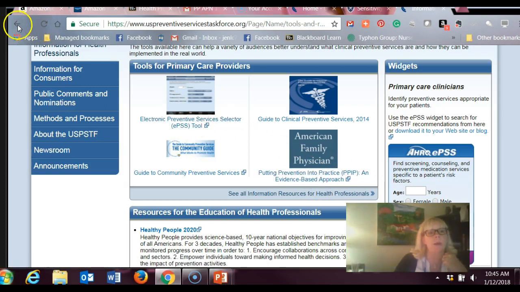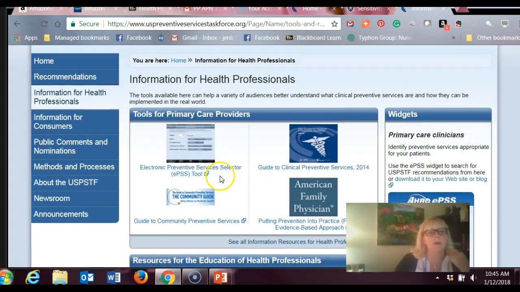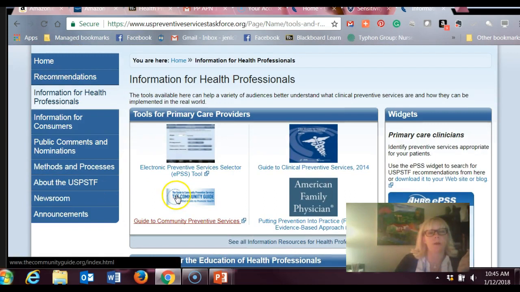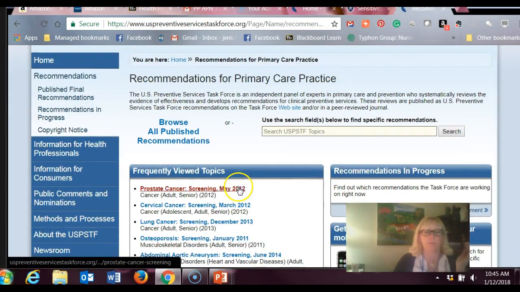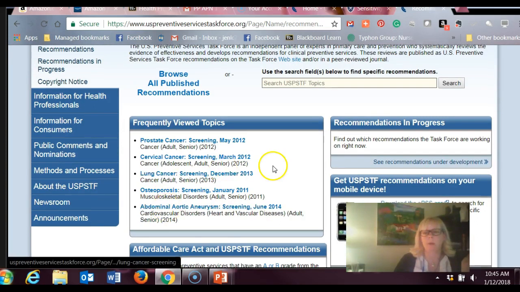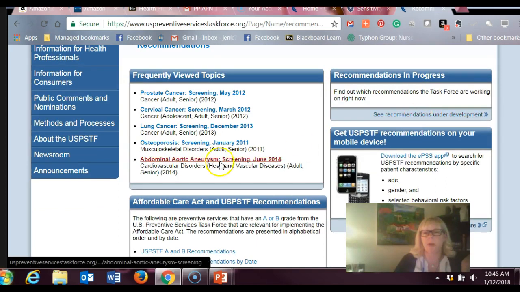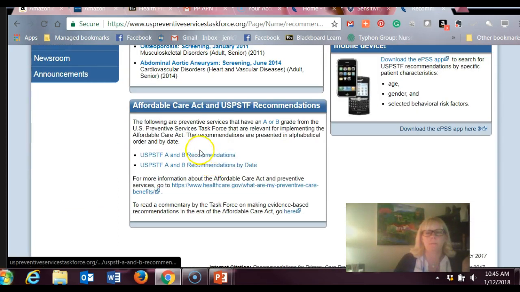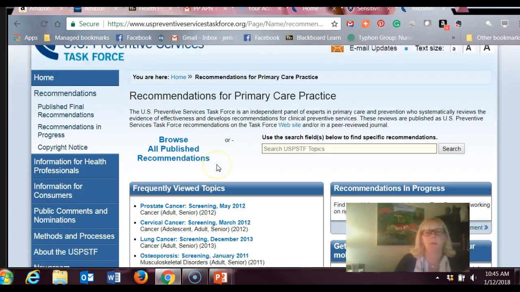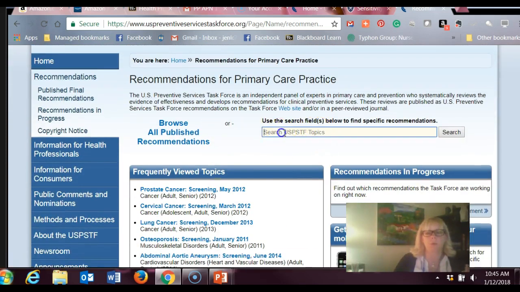All right, so let's go back. Actually, we don't have to go back. The left-hand column always stays the same. So if you want to find out recommendations, you click on recommendations. These are frequently viewed topics. There are some recommendations in progress. You can look up the Affordable Care Act and what the recommendations are, etc. All right, but I want to search the site because I'm going to look up celiac.